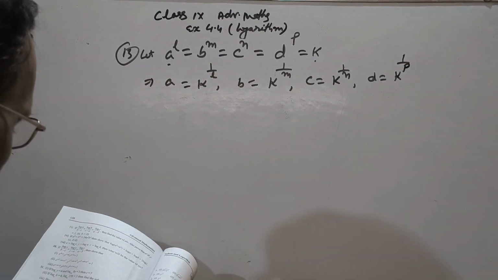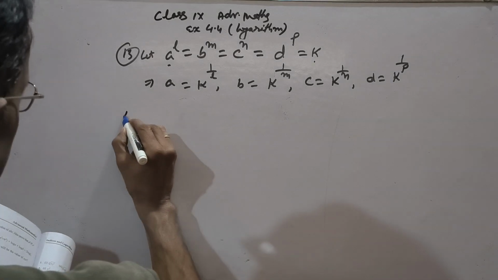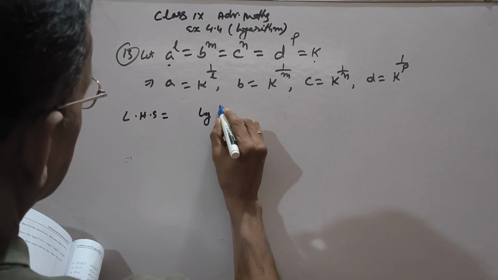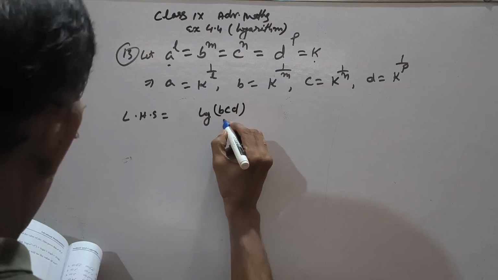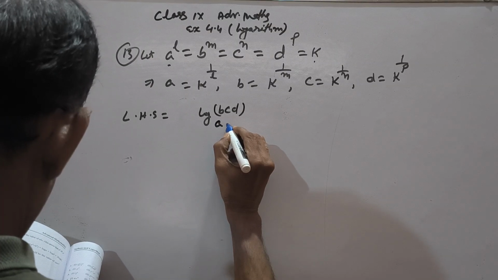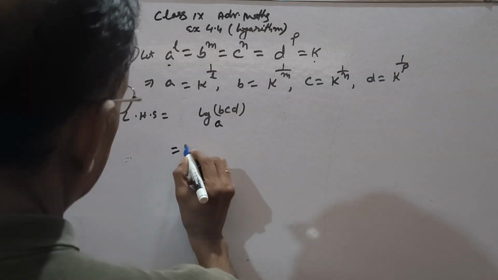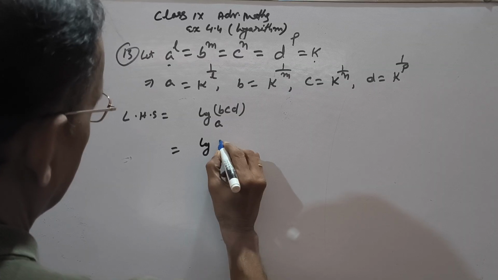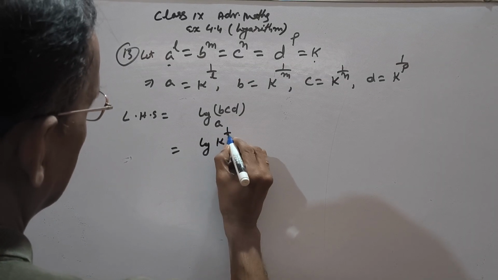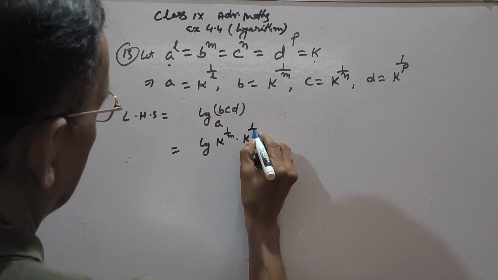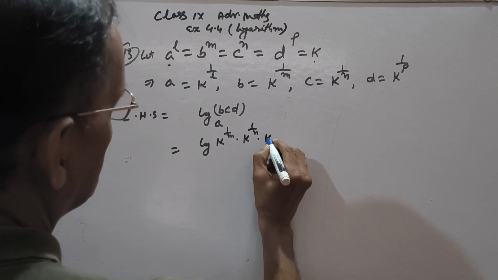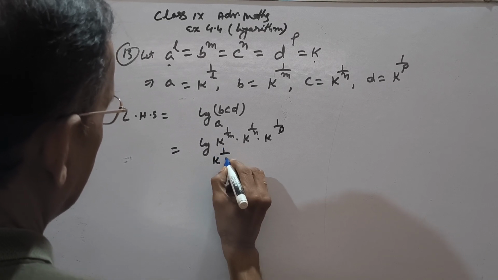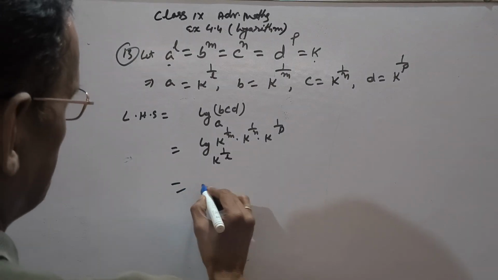Now we need to show something. So what is the left hand side? So we can take left hand side, which is log BCD to the base A. This is left hand side. Just replace the value of A, B, C, D from the condition we have got here. B equal to what? K to the power 1 by M, C equal to K to the power 1 by N, D equal to K to the power 1 by P, and A equal to K to the power 1 by L. Little bit looks complex.